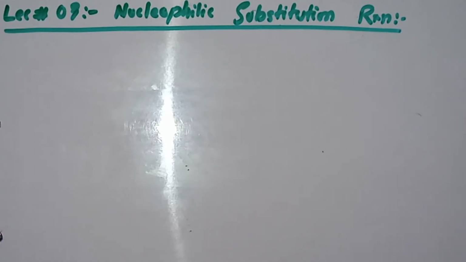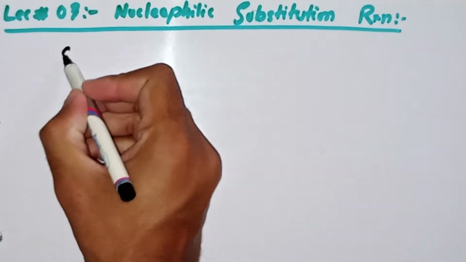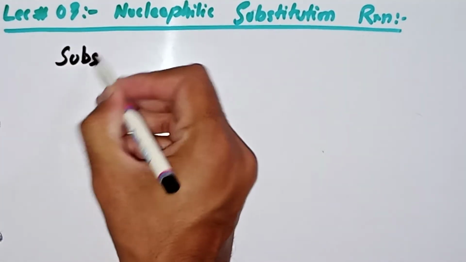Let's start today's topic. Today is lecture number 9 of nucleophilic substitution reaction. In the previous lecture we started the SN1 reaction, the unimolecular substitution reaction. But in today's lecture we will study what the substituent effect on the SN1 reaction is.